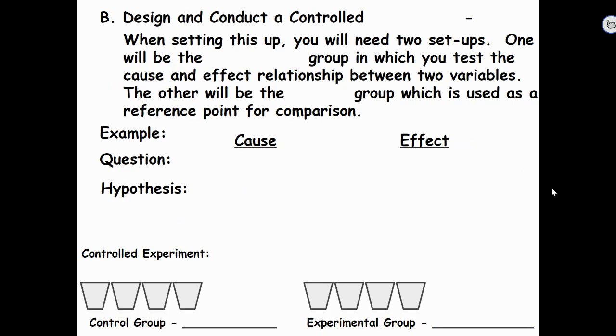All right, design and conduct a controlled experiment. Once you have your hypothesis, then you have to test it. All right? So you're going to need a couple of setups. One, you've got to have an experimental group. That's where you test whether your hypothesis worked. And the other is called a control group. The control group is your reference point. It's what you don't do anything to, to see if there's a difference.